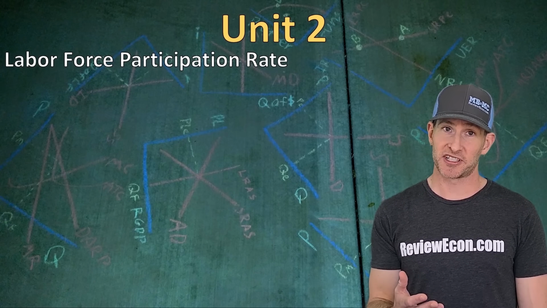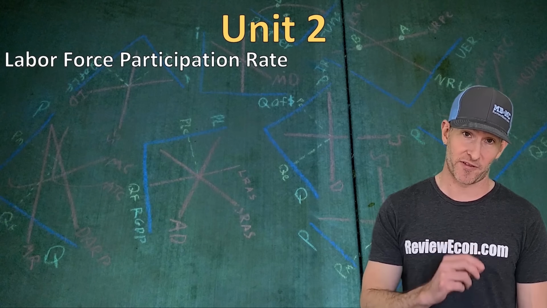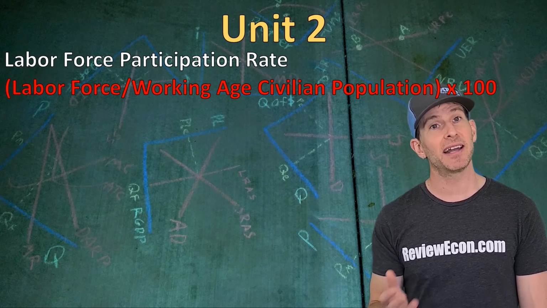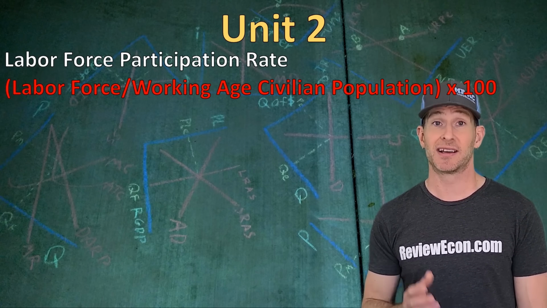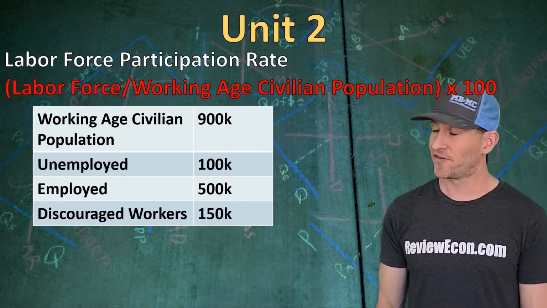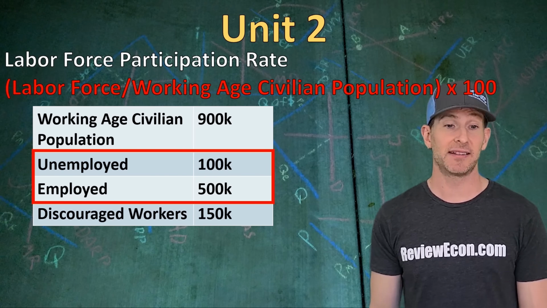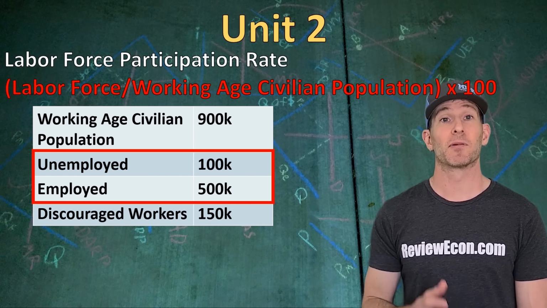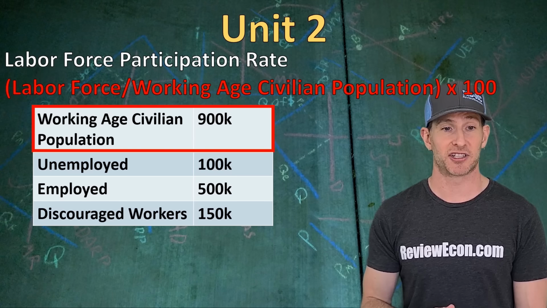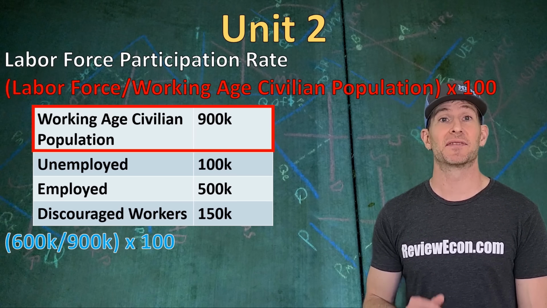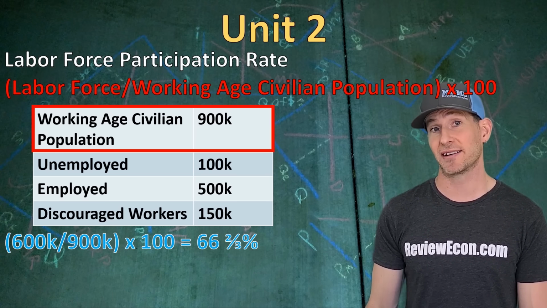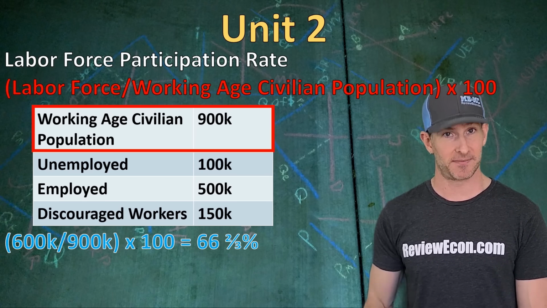The labor force participation rate, on the other hand, is the labor force that we just calculated divided by the civilian population times 100. We have the labor force there in red that we've already calculated. That was 600,000 workers. And we're going to divide it by the civilian population. Now multiply it by 100 and that gives us 66 2/3%. That's the labor force participation rate in this country.